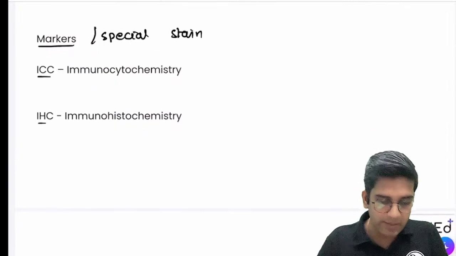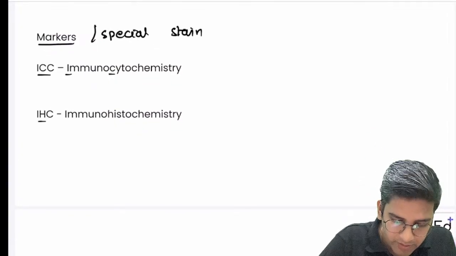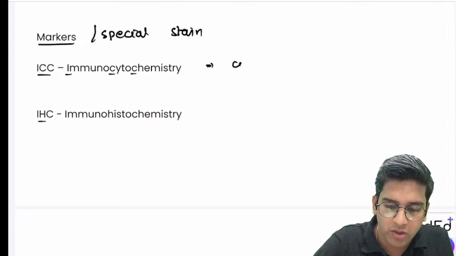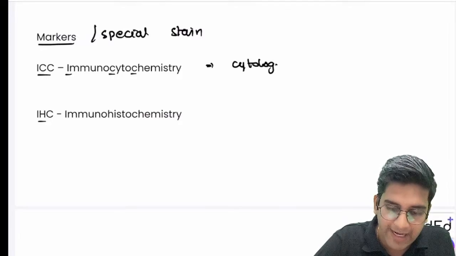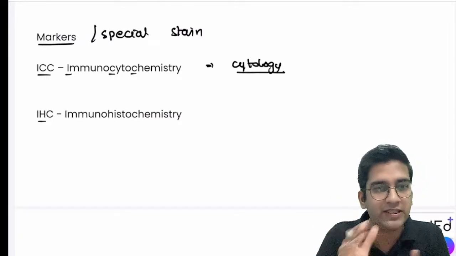Fine. So immunocytochemistry is the special stains, what I do on cytology smears. I do an FNAC, but I want to do a stain.